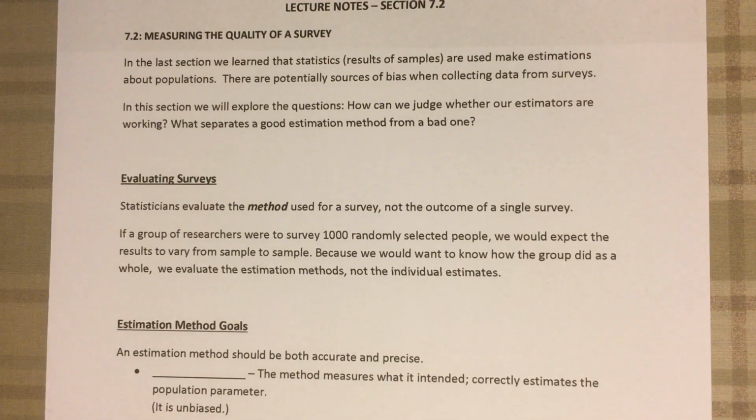If a group of researchers were to survey 1,000 randomly selected people, we would expect the results to vary from sample to sample. As we saw in the last example in the last section, if we do different simple random samples, we're going to end up with different results, which should be the case. Because we would want to know how the group did as a whole, again, we're going to evaluate the estimation methods, not the actual individual responses or individual estimates.